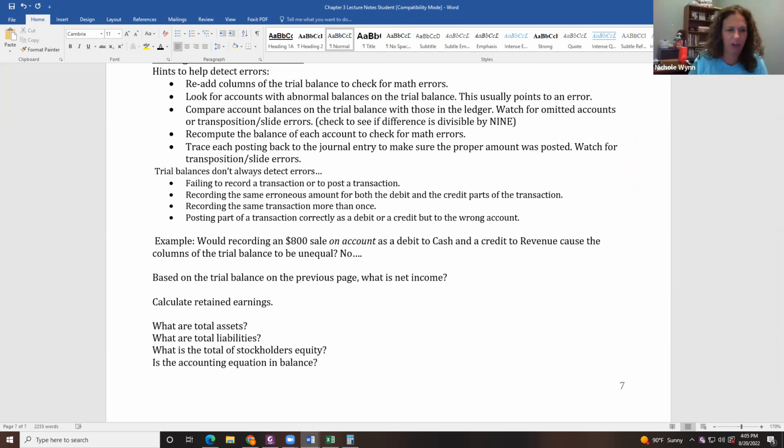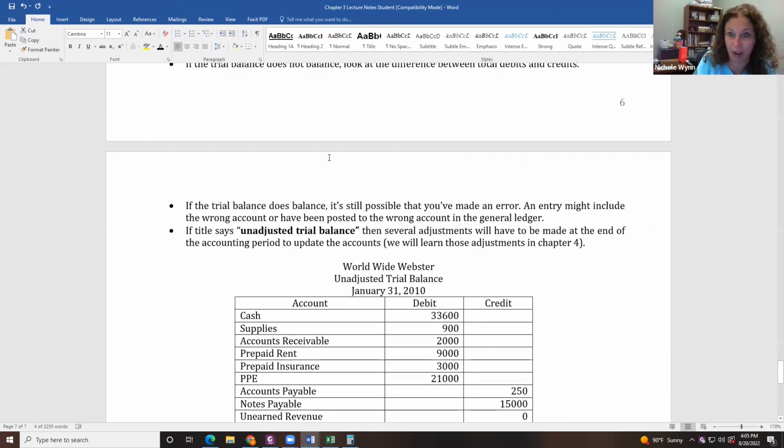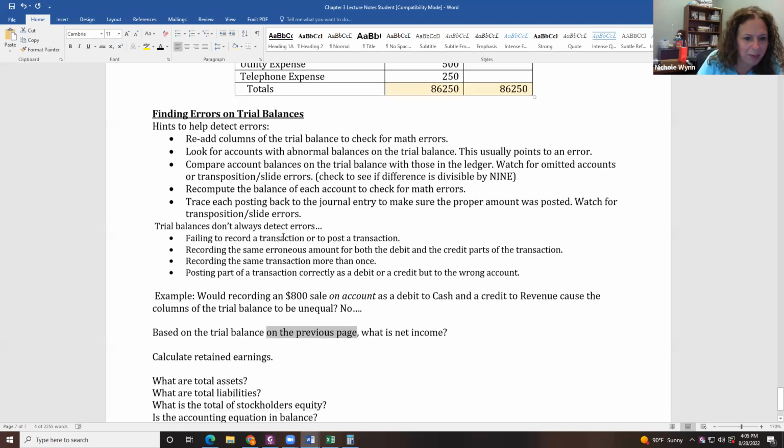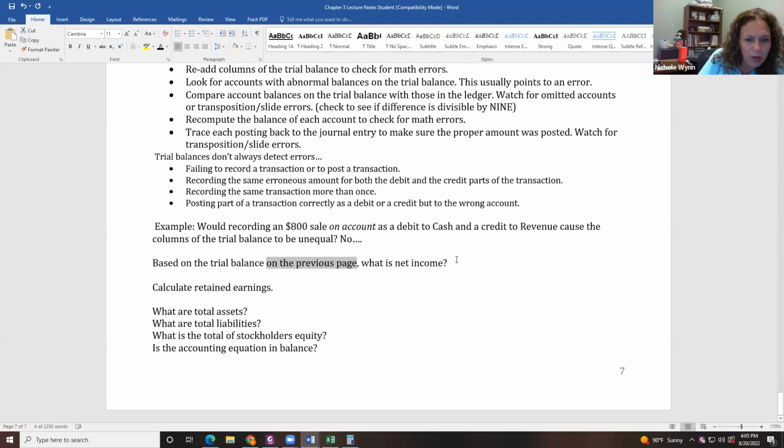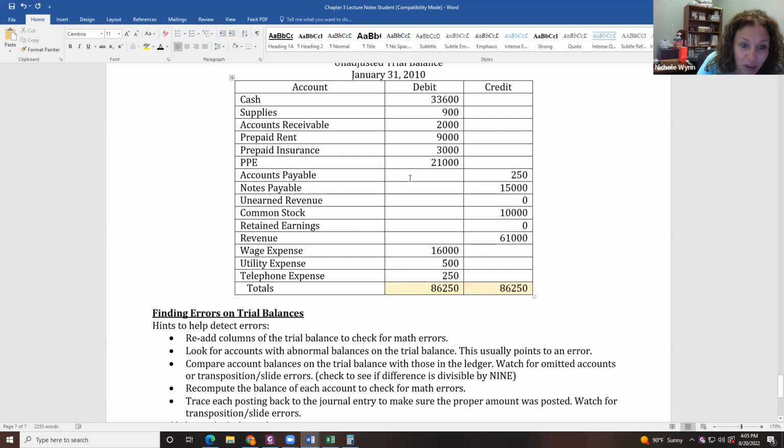And so it says based on the trial balance on the previous page, but we can all acknowledge that the trial balance is on this page. I apologize. I took out some stuff to make it a little shorter for you. What's the net income? Okay, so we're going to look at this information, and you could build an income statement right now and a statement of retained earnings and a balance sheet and stuff.